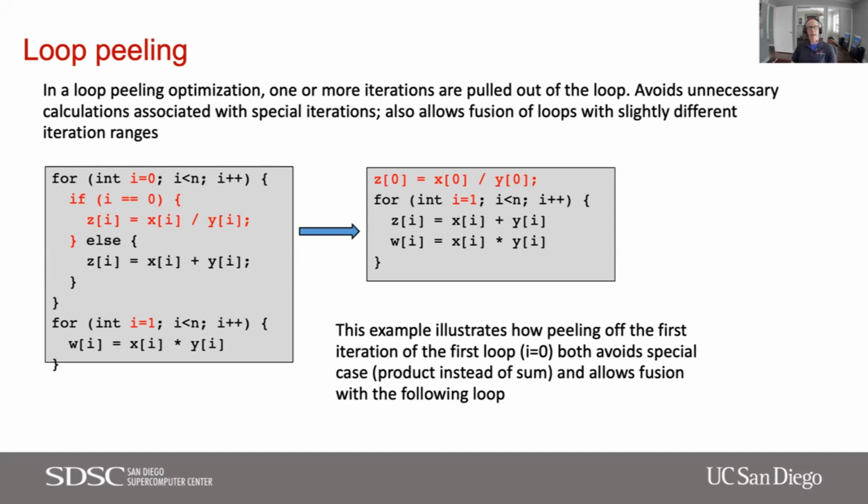Another technique is something called loop peeling, and this is where we recognize one or more iterations within a loop are special, and we can handle them as a one-off instead of say doing a test inside the loop.